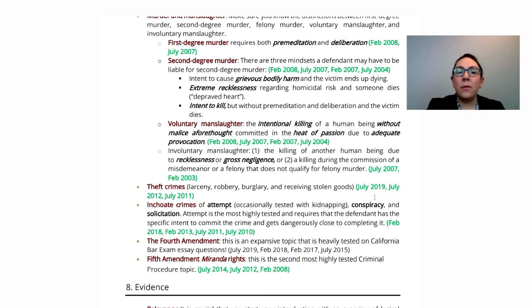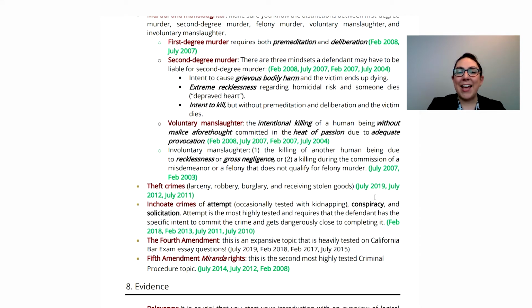Within crim pro, their favorite things to test are the Fourth Amendment and the Fifth Amendment. Fourth Amendment search and seizure is a very commonly tested topic.